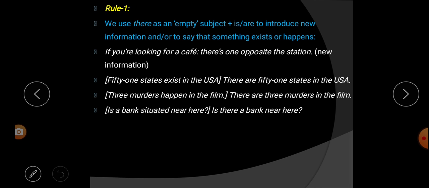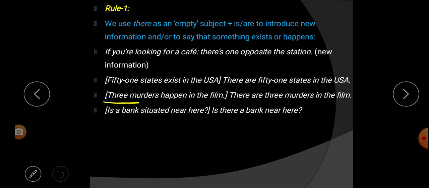Second, 51 states exist in the USA. Look at the sentence here now. There are 51 states in the USA. That means what happened? There plus are plus 51 states in the USA. What does it mean? That means something exists. That means there are 51 states in the USA.